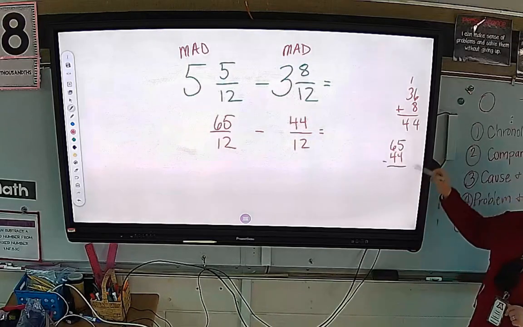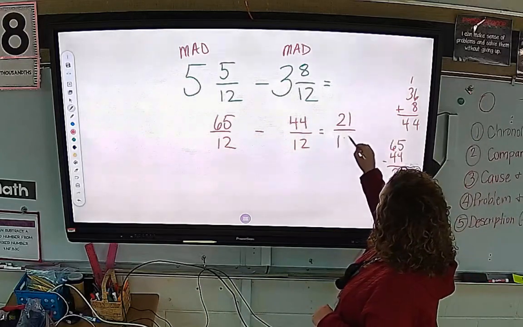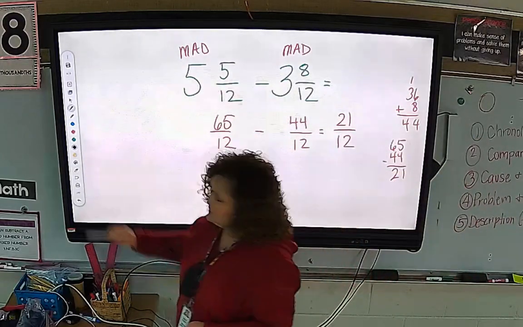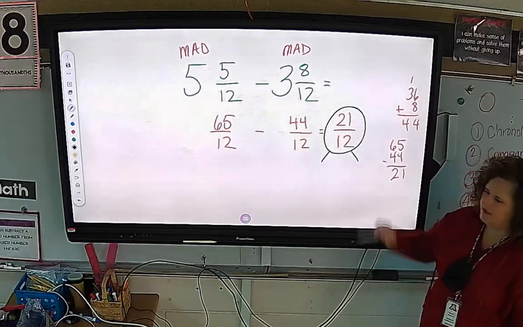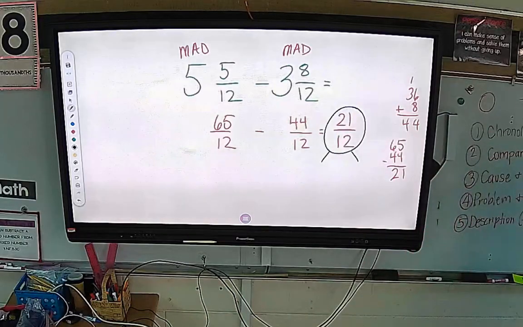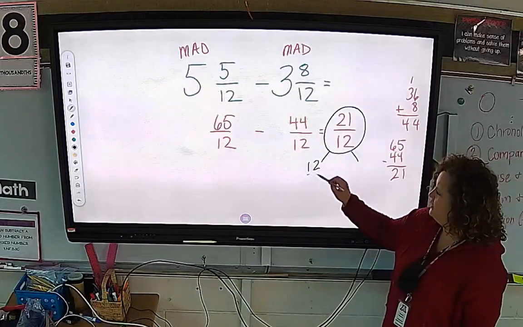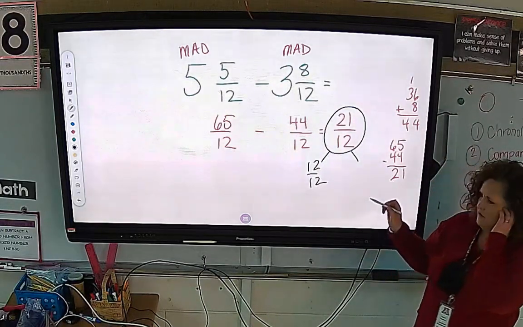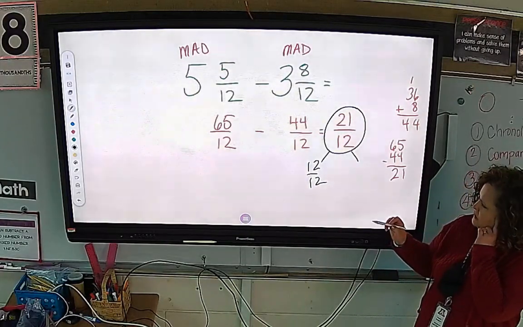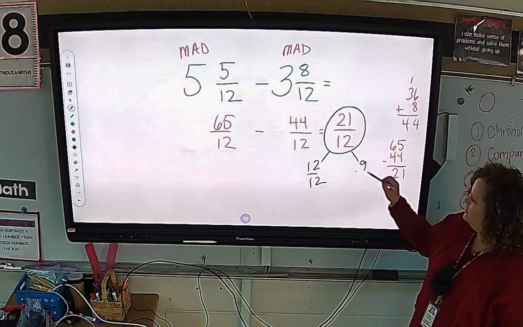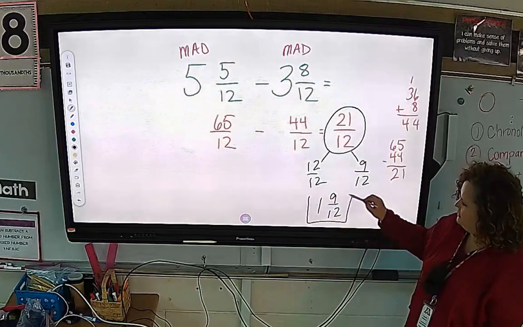Now, once you put it like that, you may easily be able to see that it's 21. But are we going to leave it as 21/12? No, we're going to change it back to a number bond. How many times can we pull a 12/12 out of there? Just one. Because 2 12s is 24. So 12/12 and, is it 9? Yeah, 9. Okay. And then 9/12. So 1 and 9/12 is our final answer.